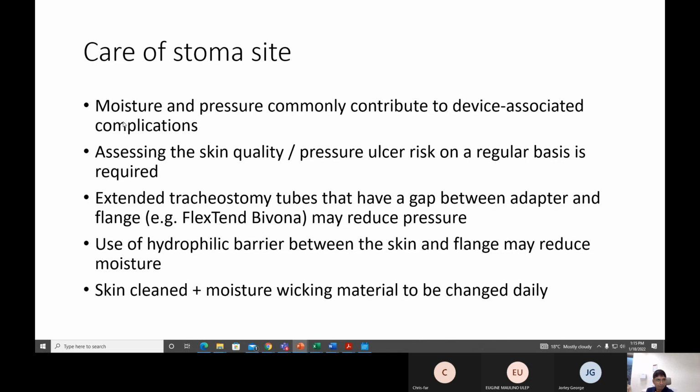To prevent moisture from being there at the site of the stoma, it's recommended to use a hydrophilic barrier between the skin and the flange. The hydrophilic barrier will absorb the water and keep the skin dry in that area. The skin should be cleaned, and then this hydrophilic barrier or moisture wicking material should be changed daily. But depending on how much secretions there are, you may have to do it more frequently, at least once, but more often if required. If there are a lot of secretions and this hydrophilic barrier is getting wet, then you need to change it.